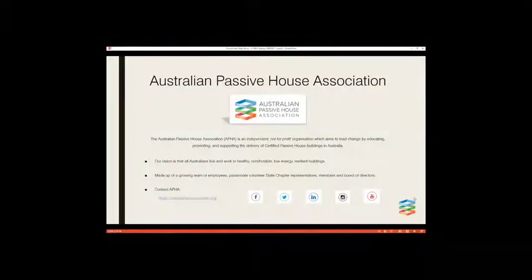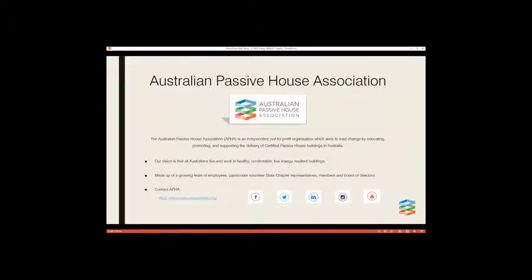So just introducing the Australian Passive House Association. We're an independent non-for-profit group which aims to lead educating and promoting the certified passive house model in Australia. What we'd like to achieve overall is for everyone to live and work in healthy, low energy, resilient buildings. And everything that everybody's talked about to now is made up of all of that as well.